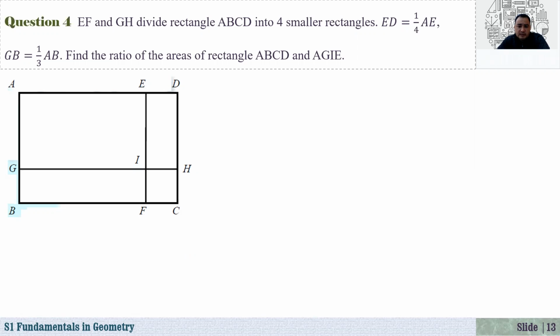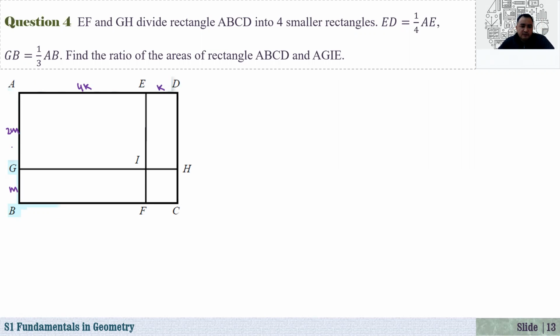That means that if you multiply ED by 4, we get AE, right? So immediately, let's say if ED is equal to K, and the ratio of ED to AE is 1 to 4, so AE is equal to 4K. And GB is equal to 1 over 3 times AB. So let's say GB is equal to M. So GB to AB is equal to 1 over 3, so AG should be equal to 2M.